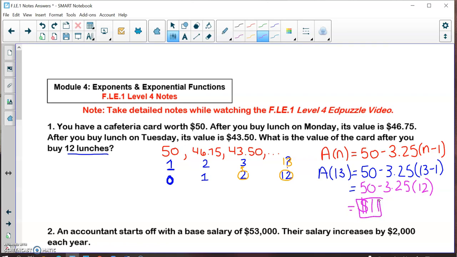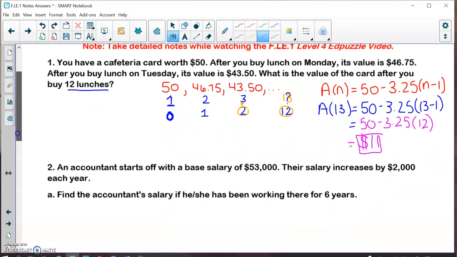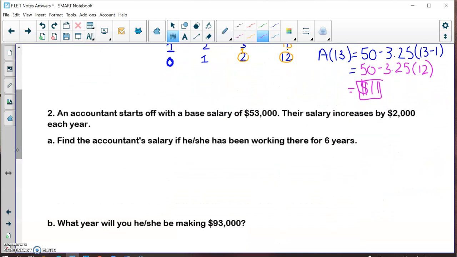All right, next problem. An accountant starts off with a base salary of $53,000. Their salary increases by $2,000 each year. Find the accountant's salary if he/she has been working there for 6 years.